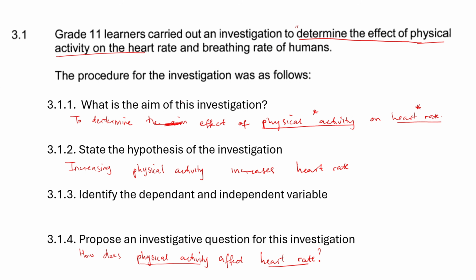So for this question, it was saying to determine the effect of physical activity on heart rate. So physical activity, the first thing that comes after the word effect, is known as the independent variable. So the effect of the independent variable on the dependent variable. This heart rate, what is it? This is the dependent variable. So the dependent variable here is the heart rate. You all find that in the first paragraph of the question.